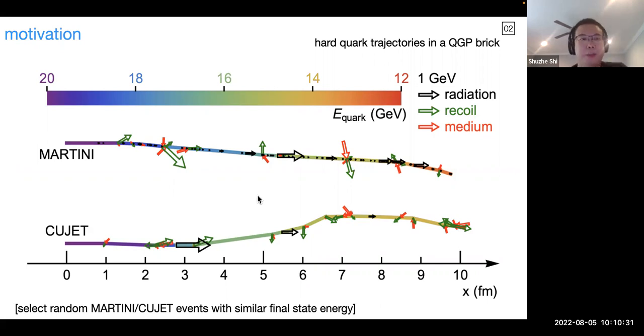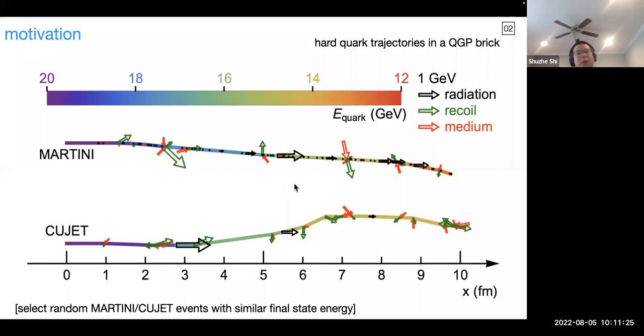So this motivates us to compare these two models in more differential observables, like Fuji observables. So at this point, we face a question. Martini and CUJET are two simulation packages on their own. They are, of course, different in the model of radiation process, but they are not identical in other components. Let's say the initial jet distribution, the hydro background, and the fragmentation function. These components are similar to each other, but they are not identical by default.